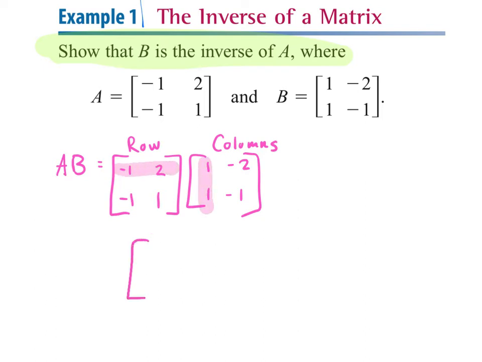Our entry is -1 times 1, which would be -1, plus 2 times 1, which would be 2. -1 plus 2 is 1. Now we move on to what? We just did the first row, first column. Now the first row times the second column. So we have -1 times -2 would be +2, plus 2 times -1, which would be -2. So 2 plus -2 is 0. So far, we're off to a good start.